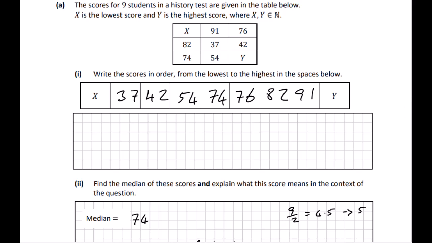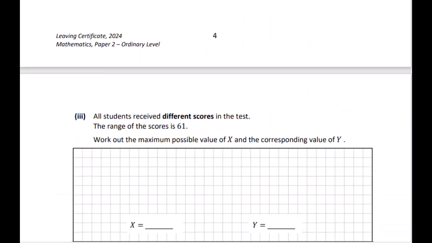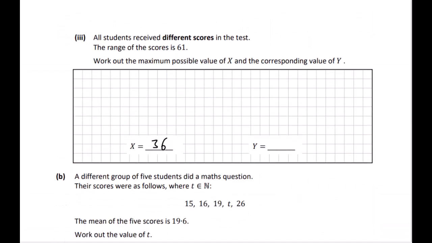So the maximum possible value that X could be then would have to be 36, one lower than 37. We're told that all the scores are different, so one lower than 37 would be 36. So let's work with that anyway. X is 36, and then Y would have to be 36 plus 61, because we're told that the range is 61. So that would give you, let's see, 97 for Y. Okay, that's it.